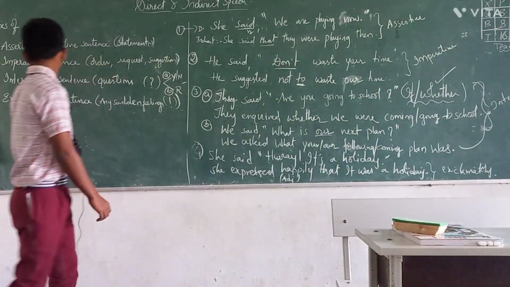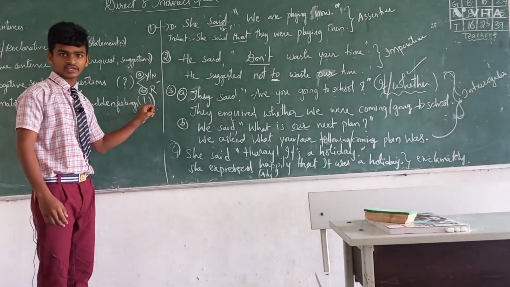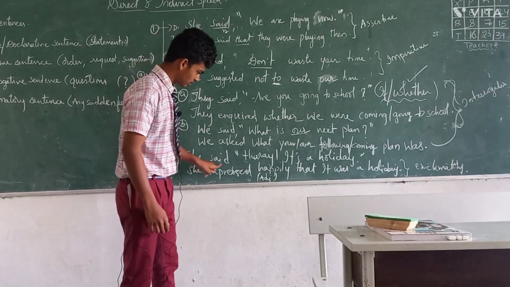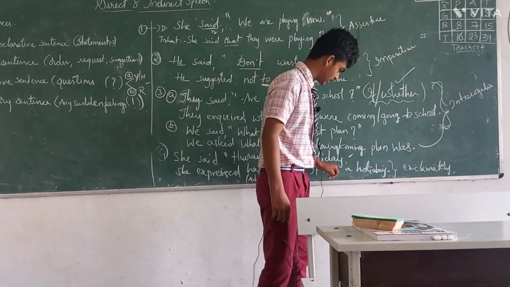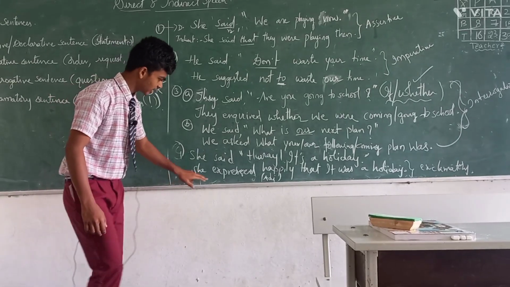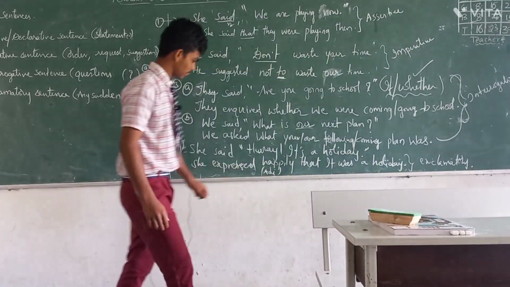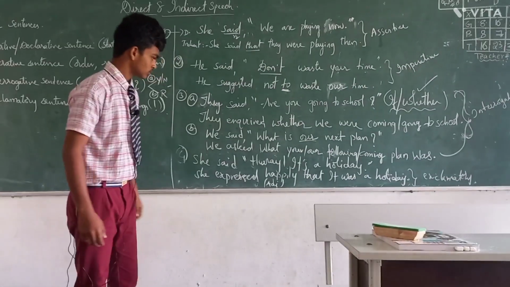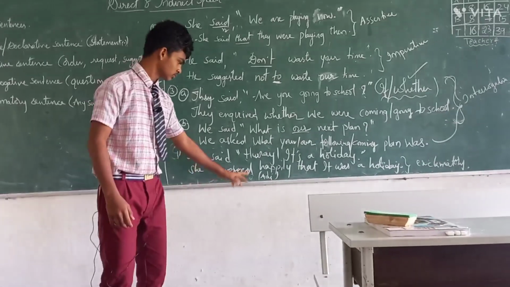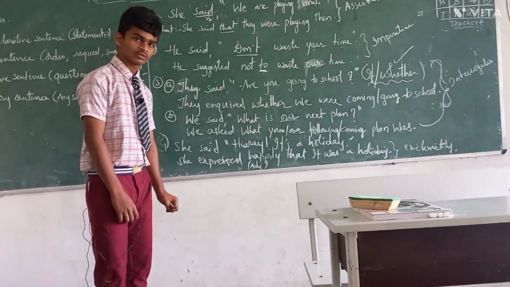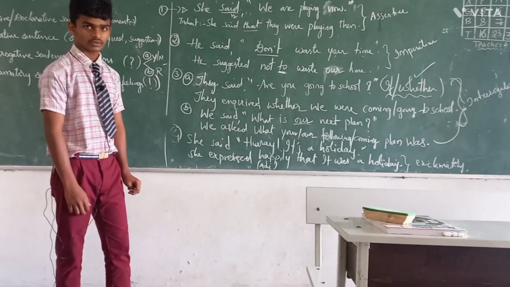The next one. The exclamatory sentence ends with an exclamatory mark. She said, hooray, it's a holiday. She expressed happily that it was a holiday. In the place of happily, according to the sentence, you can use the required adverbs. If it is joy, you can use joyfully. If it is sadness, sadly. So she expressed sadly, she expressed happily, she expressed joyfully.